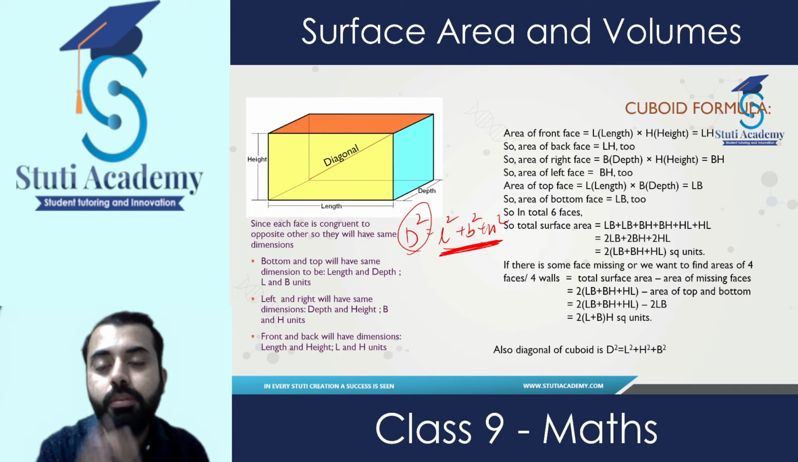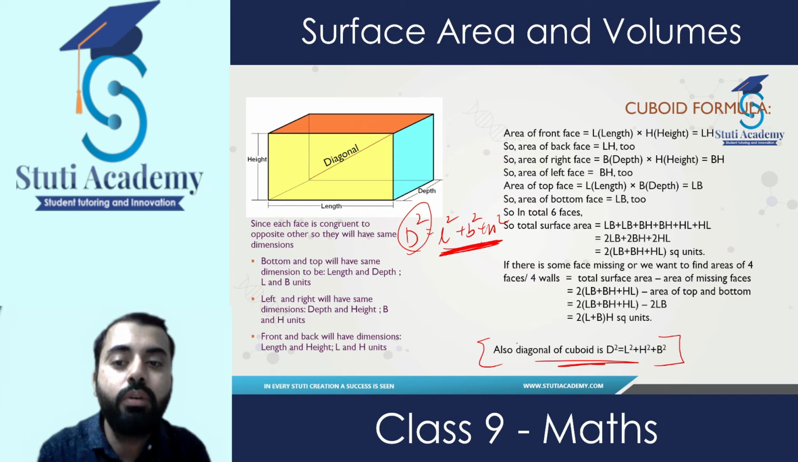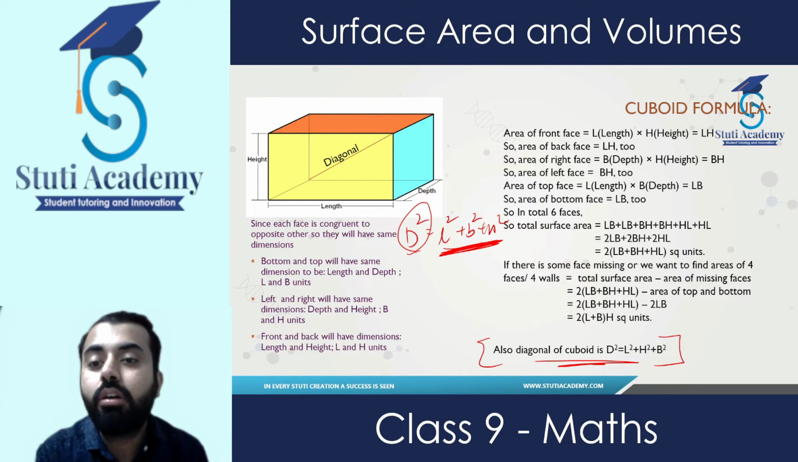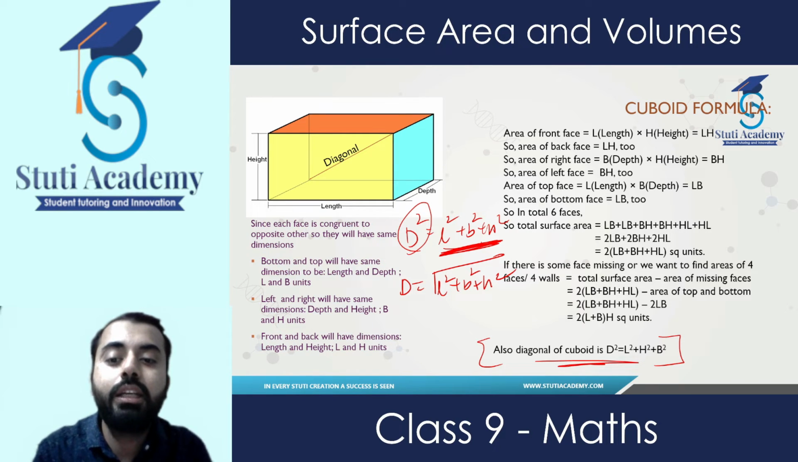Now, remember this. It is a 3D figure. I will give you the derivation of this portion later, but for now, remember this. The diagonal of a cuboid is what? The square root of L square plus B square plus H square. Square every side, add them and square root them. That gives you the diagonal of a cuboid. I hope you guys have understood this.